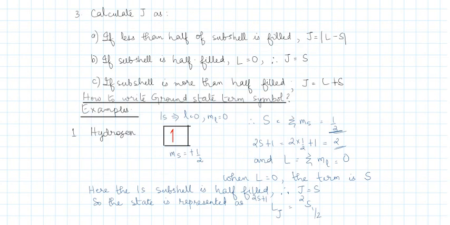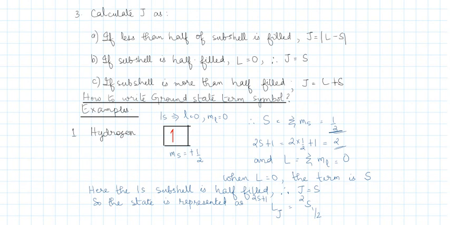Now, what is the value that J can take? If your subshell is less than half filled, then J takes the value mod L minus S. If it is half filled, then J takes the value S. And if it is more than half filled, J takes the value L plus S.